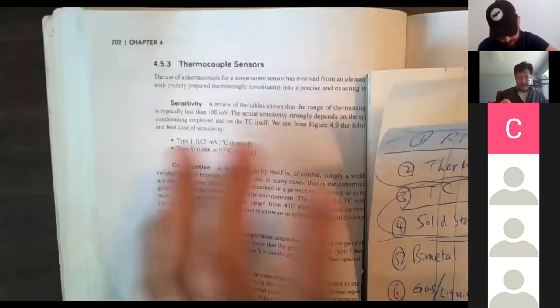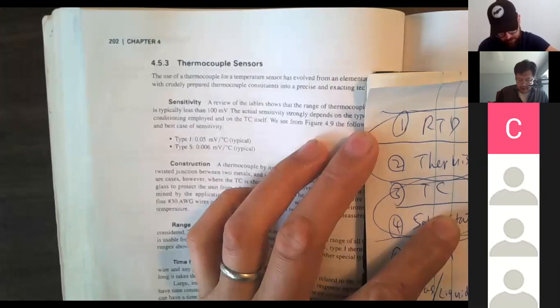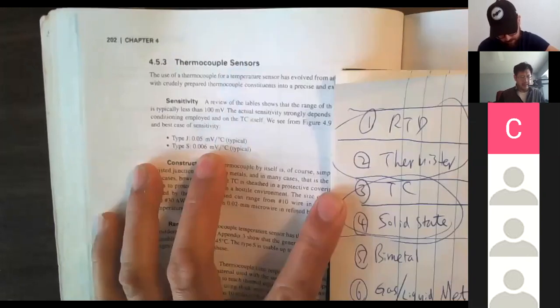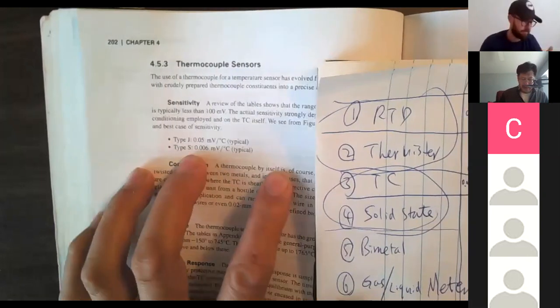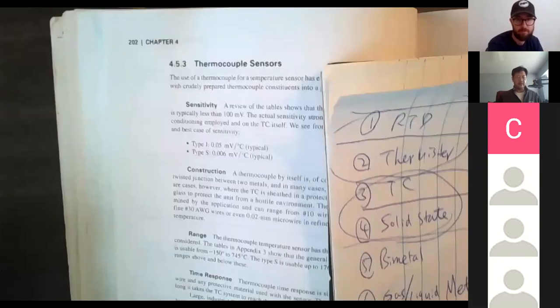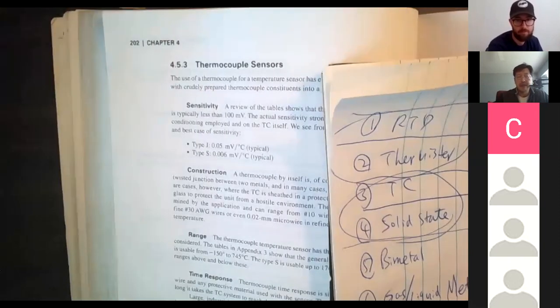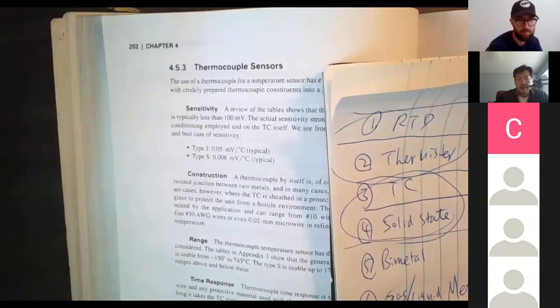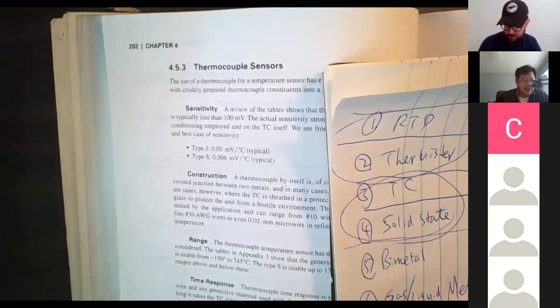So sensitivity, let's use type J. 0.05 millivolts per degree. That's your sensitivity. Type S is even worse, 0.006 millivolts per degree. So when temperature goes up 1 degree, the output voltage doesn't change much, very little change, nearly 5% of 1 millivolt. That's 50 microvolts. Very small voltage change.